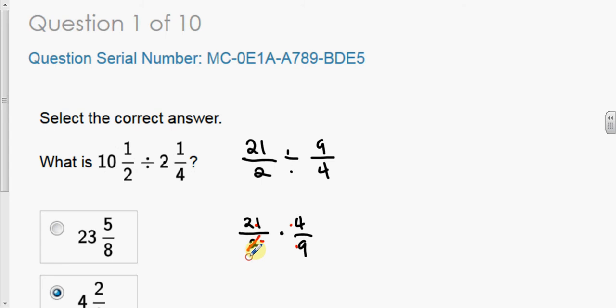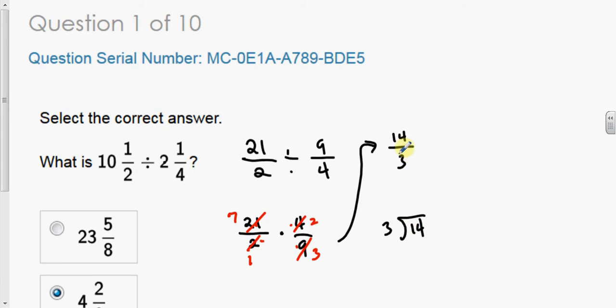So 2 goes into 2 one time, 2 goes into 4 2 times, 3 goes into 9 3 times, and 3 goes into 21 7 times. And what we have left is 7 times 2 is 14, all over 1 times 3 is 3. We convert this to a mixed number.